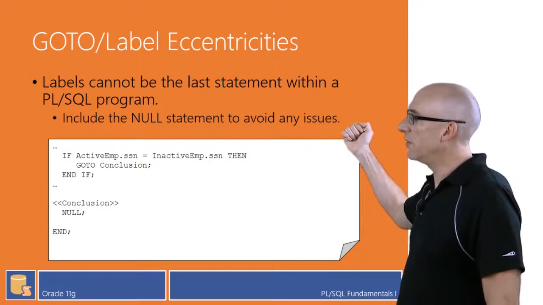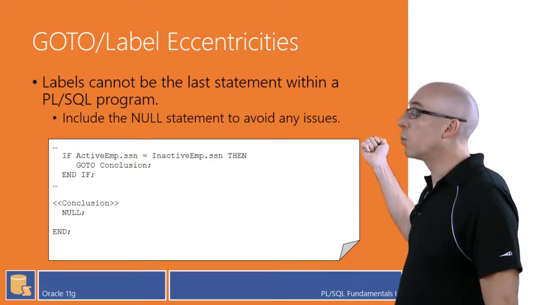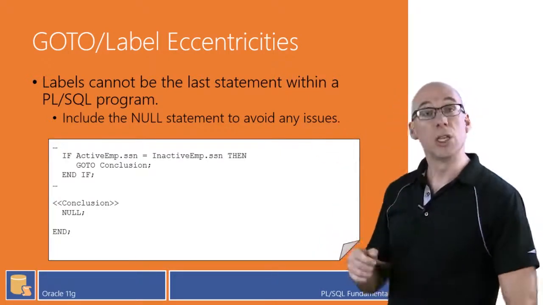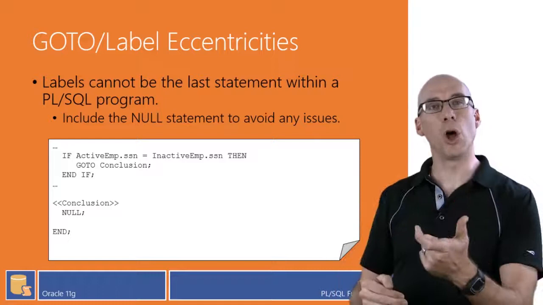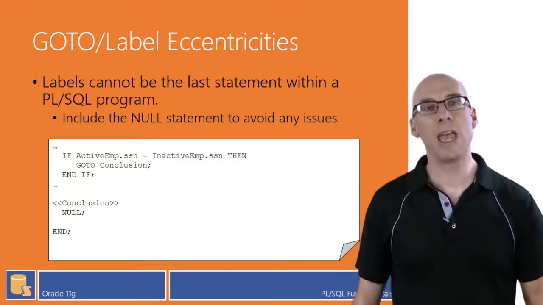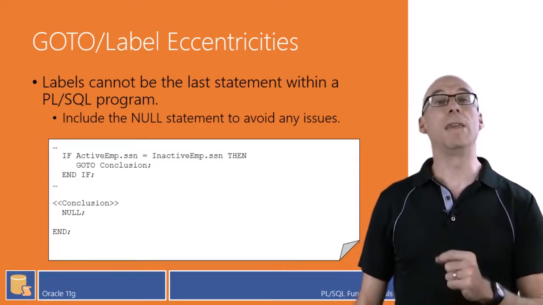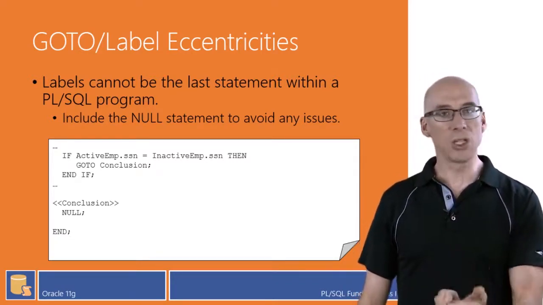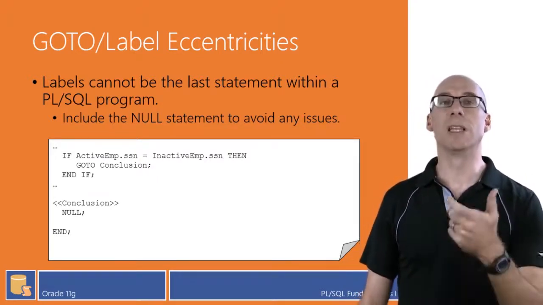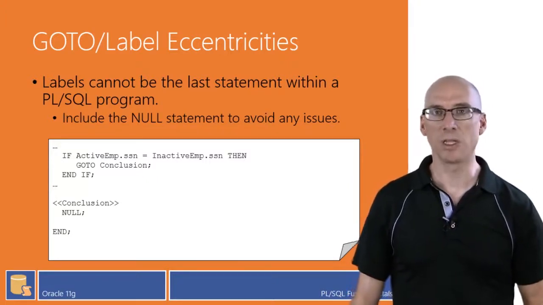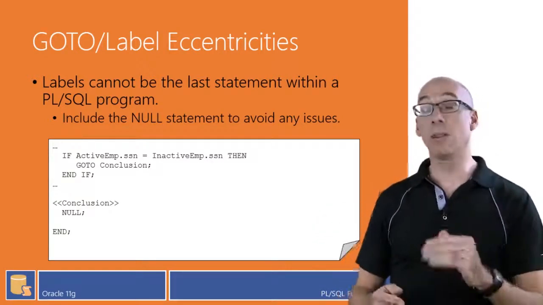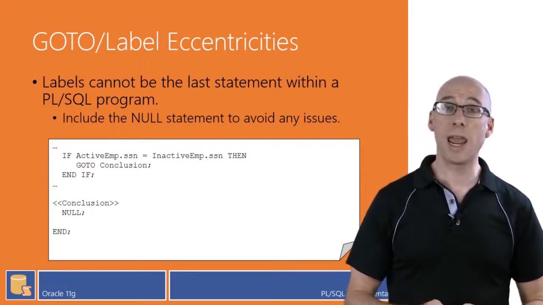Right here we have an if statement. We say if active emp SSN equals the inactive emp SSN, then go to conclusion. So we say I want to go to this label called conclusion. And down here we have conclusion, and right after that we have the command null. And then it says end. Null's not going to do anything, but it keeps us from running into that error, which is that the label cannot be the last statement within our PL SQL script. So keep that in mind. If you put a label at the end without some command afterwards, you will get an error.